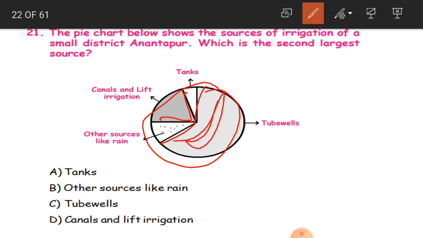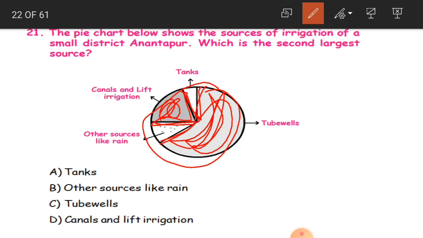This area is of tube wells. This particular area which is white in color is of tanks. This much area again is of canals and lift irrigation. And again here you can see a white area with some small dots, other sources like rain. So these are all the sources of irrigation, which supply water to the agriculture fields. Okay children, which source is the second largest source according to this pie chart?